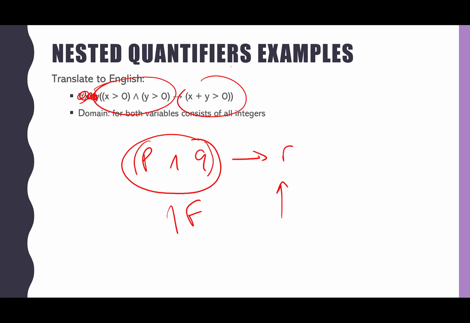All right. So, pardon my plain speech. Okay. So, I'm saying if this is true and this is true, therefore this will be true. All right. Again, forget about the quantifiers. What am I saying? If x is greater than 0 and y is greater than 0, therefore x plus y will also be greater than 0. That seems true, right? Okay.